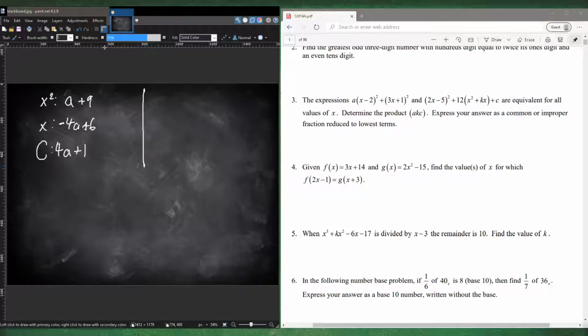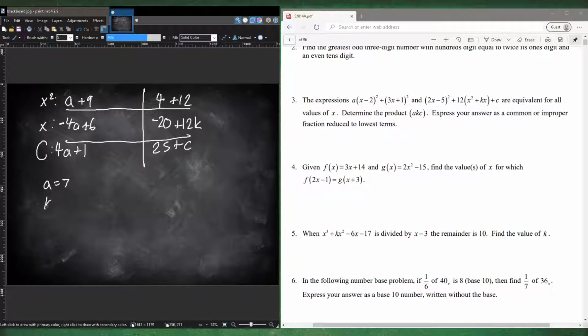Now for the second expression, I'm going to use the semicolon to separate them. 2 squared is 4. 2 times negative 5 is negative 10, times 2 is negative 20. And negative 5 squared is 25. And then for quadratic, for the other one is plus 12. And this one is 12 times k. And there's no constant except for the one outside the parentheses, which is plus c. So now we have these are equal to each other. So a + 9 is equal to 4 + 12. So that is 16 minus the 9. That is 7. So a equals 7.